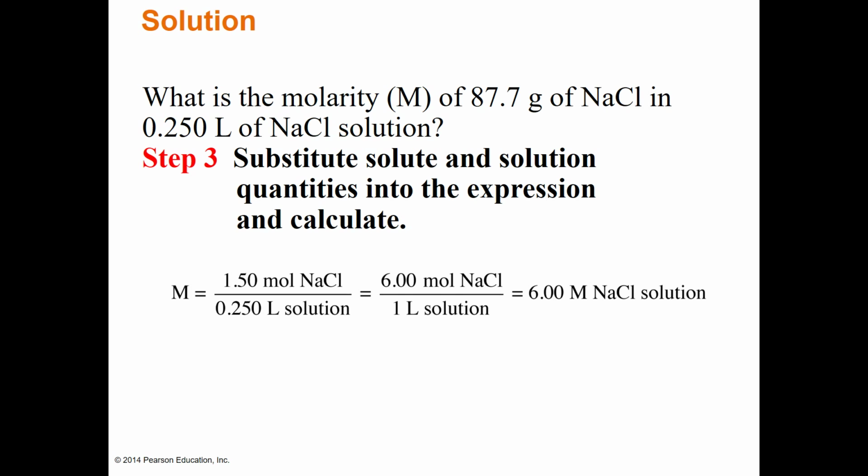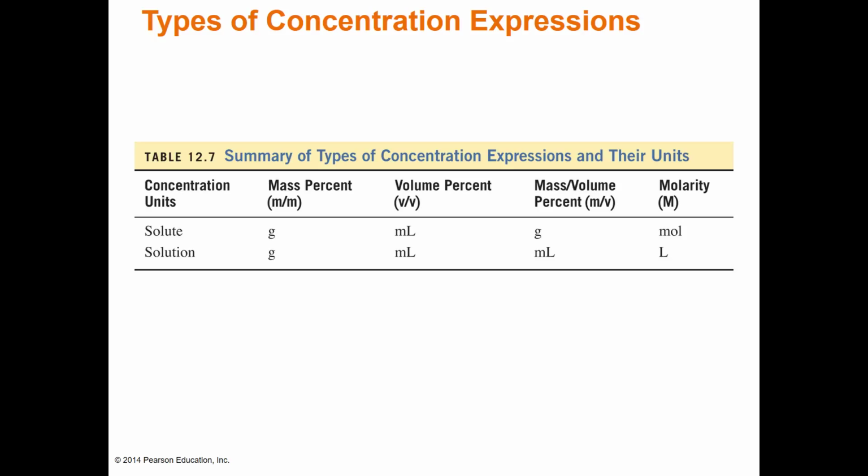All right, so let's look at the summary of types of concentration expressions and their units. For mass percent, the solute is going to be in grams, and you also need the mass of the solution. For volume percent, you need the volume of the solute and the volume of the solution. And then for mass over volume percent, you need mass of solute and volume of solution. And then for molarity, you need moles and liters.